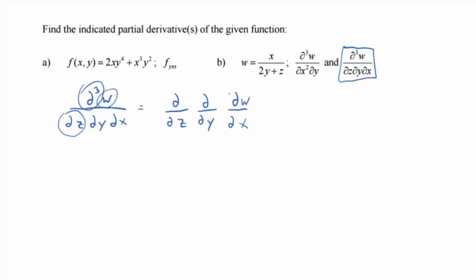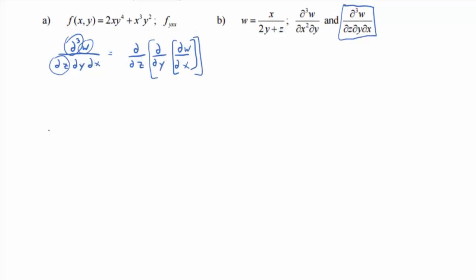So what are we saying here? We're going to take the first derivative of w with respect to x, and then we're going to take the derivative of that with respect to y, and then we're going to take the derivative of that with respect to z. So w is x divided by 2y plus z. You might want to write it like this: x times 2y plus z to the negative 1, maybe. We'll see if that is going to work out or not.